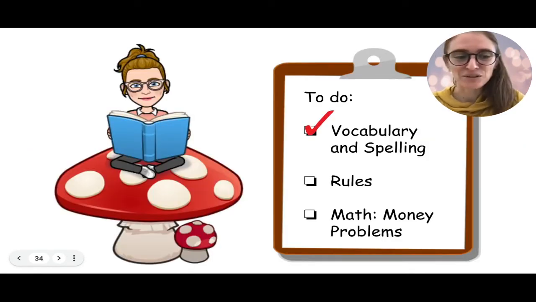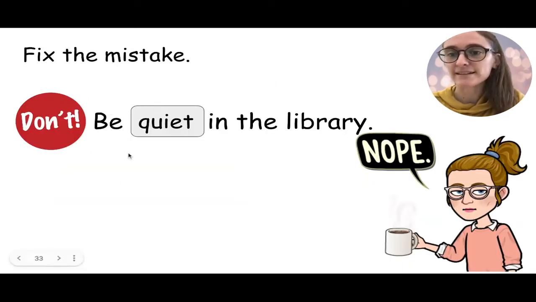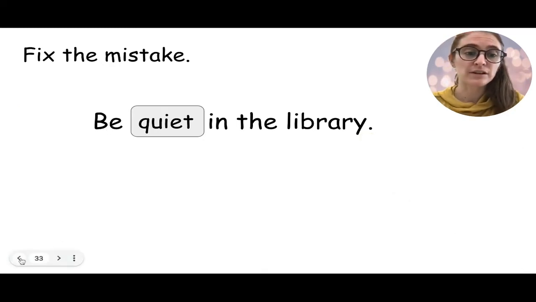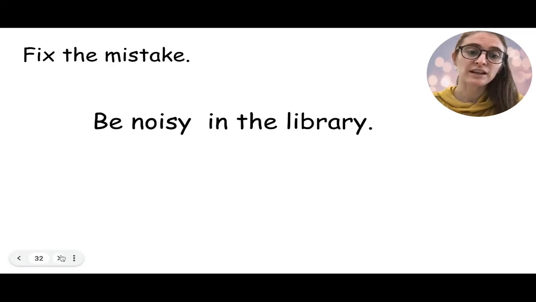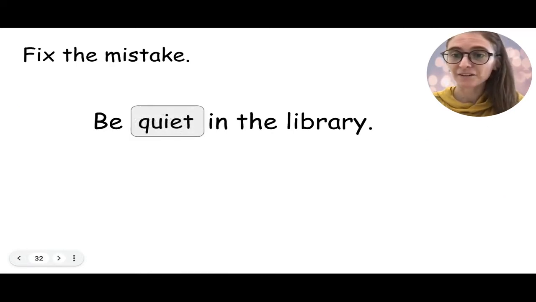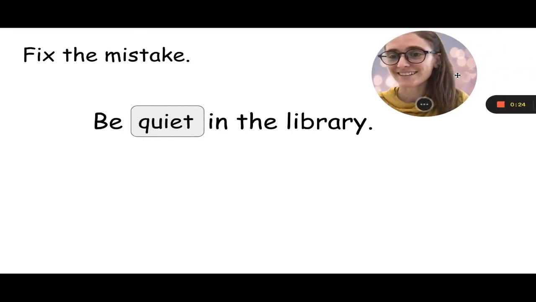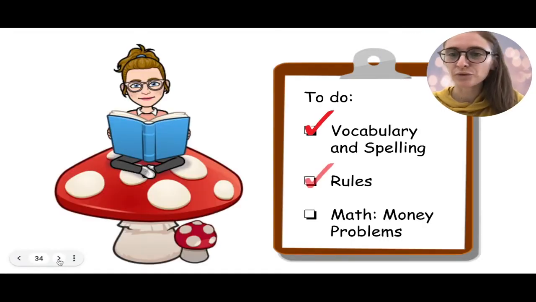All right, those are the rules. On the quiz, you're going to have to do something like this, like fix the bad rule. So remember, you can either put don't in front, or you can change the adjective. All right? Okay. That was our review of social studies and rules.